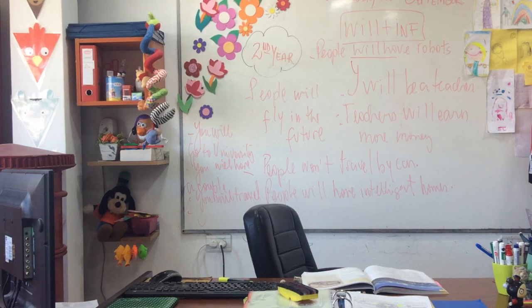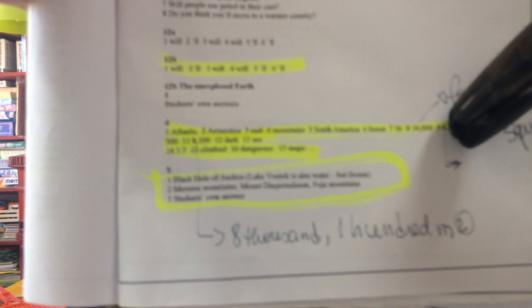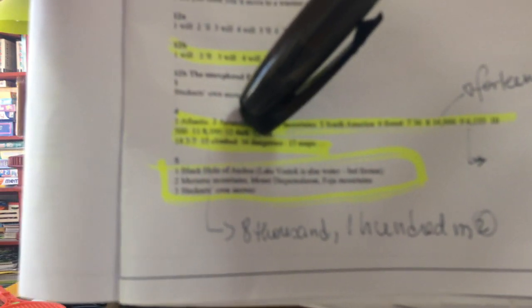Ojo con las amounts, yes, okay? Well, so we have there... Okay, number one, Atlantic, Antarctica. Yes, okay. Is it clear? Quiero que se concentren en las amounts. Yes, okay. 8,100 square kilometers. Yes, okay.